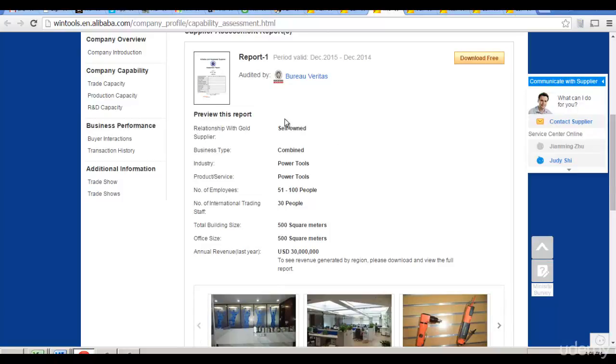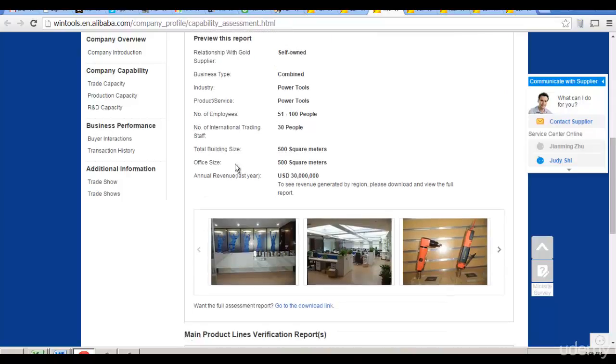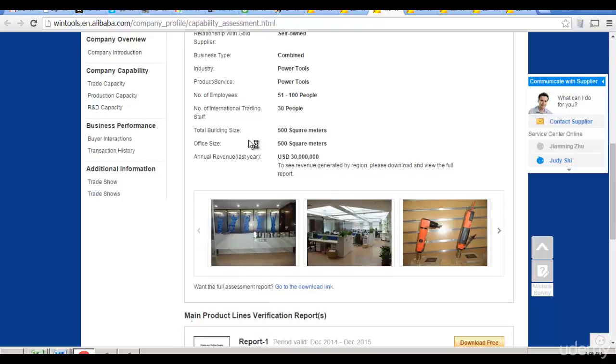So it says here, they're self-owned, what kind of business type it is, the industry they're in, how many employees they have, the number of international trading staff, their building size, how much office space they have, their annual revenue, some pictures of their facility.